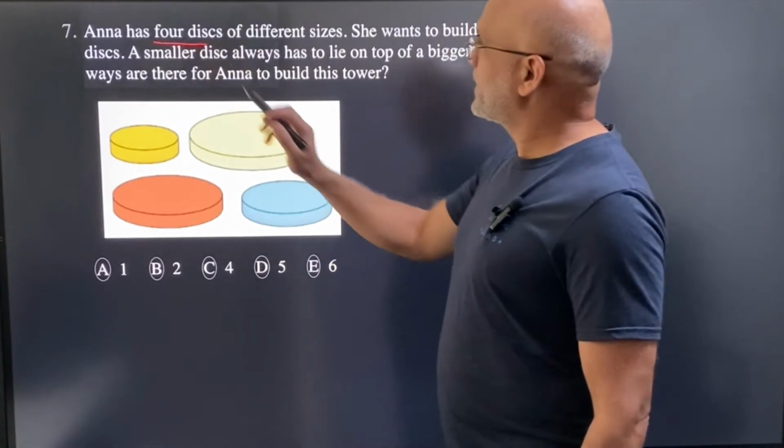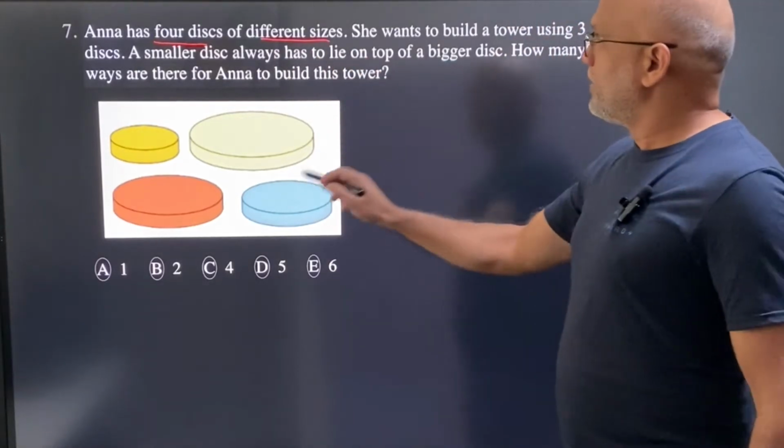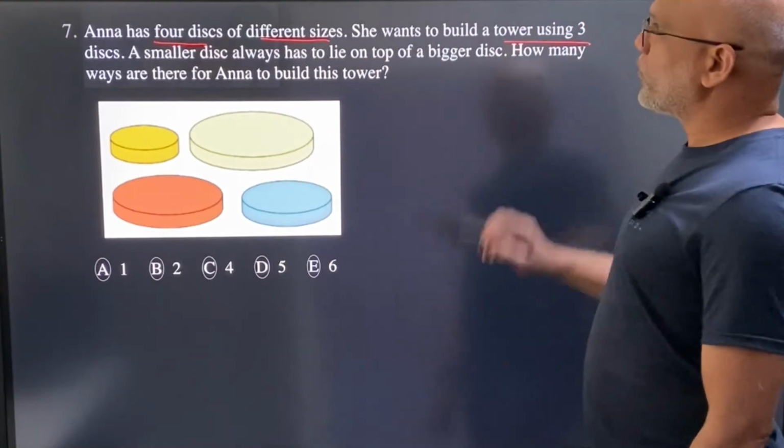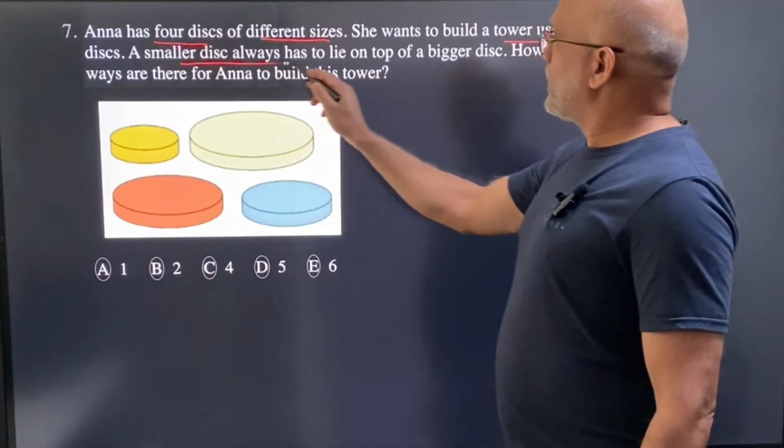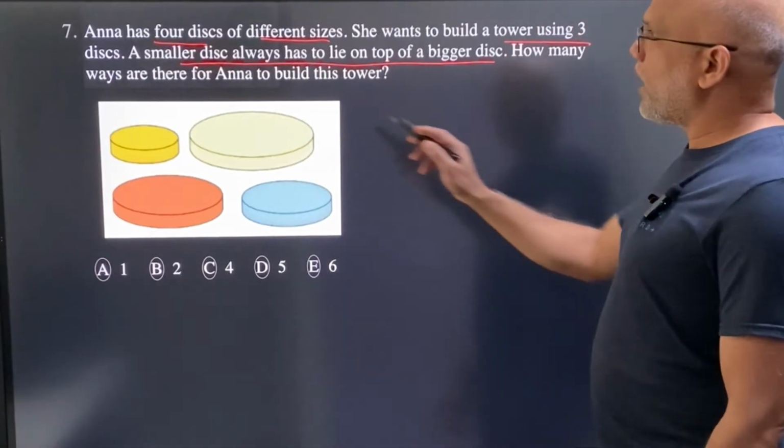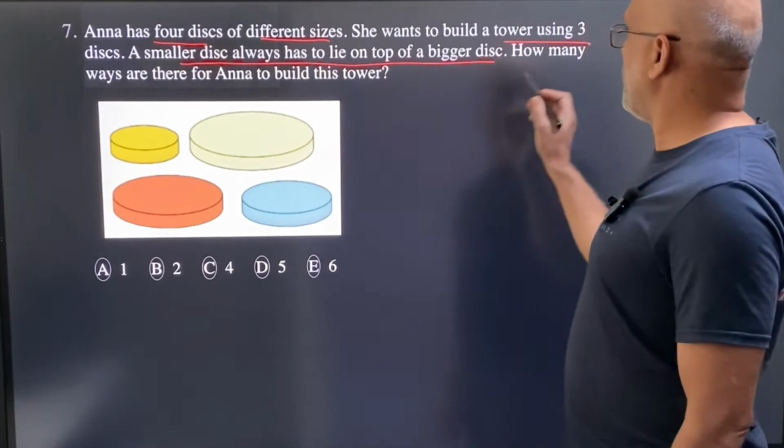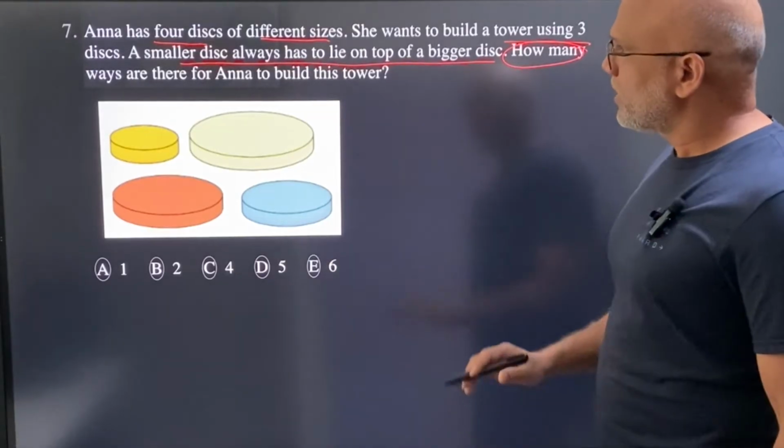Anna has 4 discs of different sizes here. She wants to build a tower using 3. A smaller disc always has to lie on top of a bigger disc. How many ways are there for Anna to build this tower? So how many different ways?